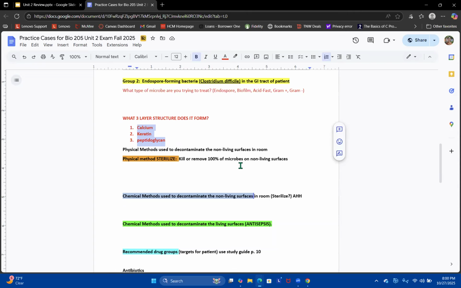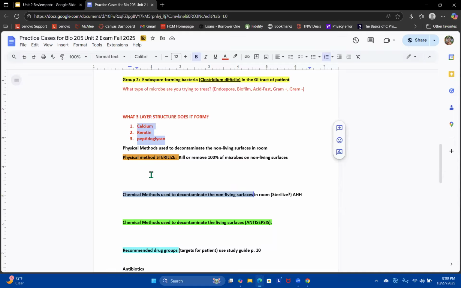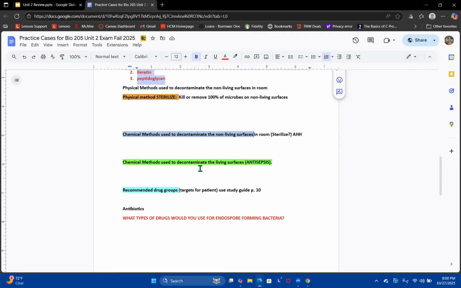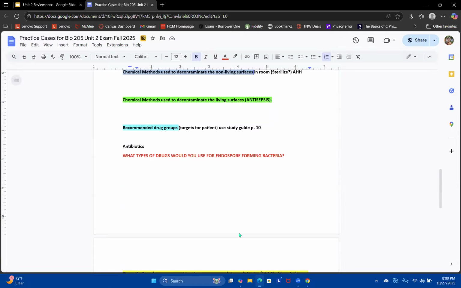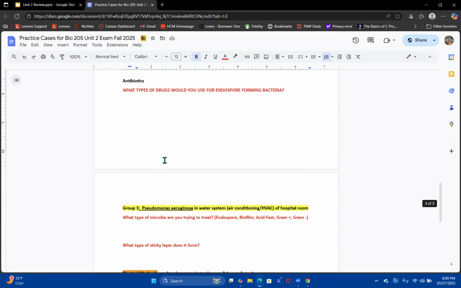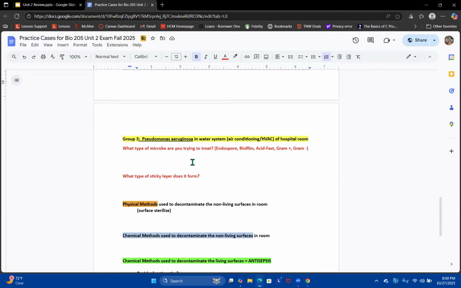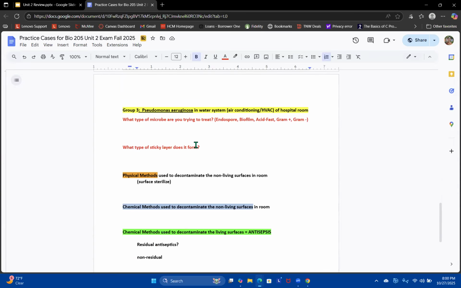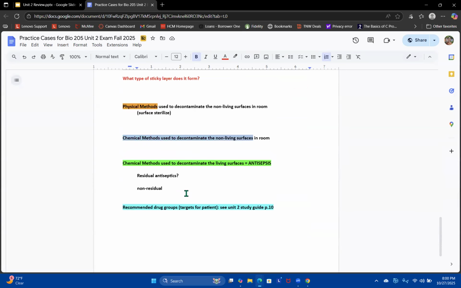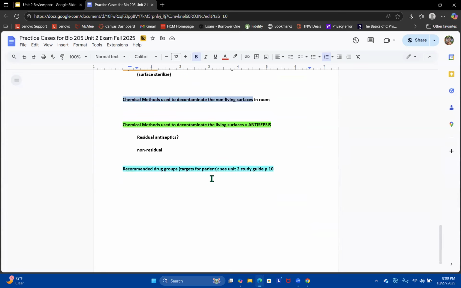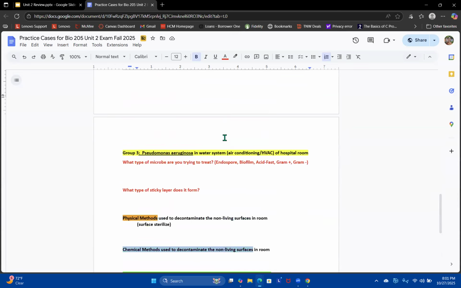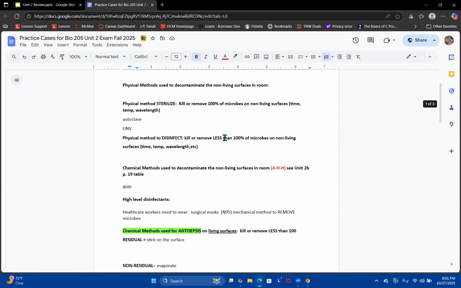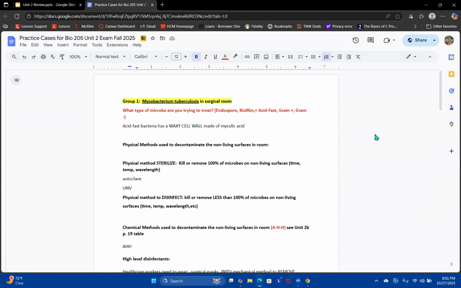And again, you'll just go through, all right, this is an endospore forming. It's in the GI tract. I'll write some physical methods to sterilize, to disinfect, chemicals, drugs and antibiotics. And then one more, which is Pseudomonas aeruginosa, a gram negative in a water system. And this forms a waxy or sticky layer here. And again, physical, chemical methods, antiseptics, drugs, etc. The format of these practice cases is going to be near identical to the exam.